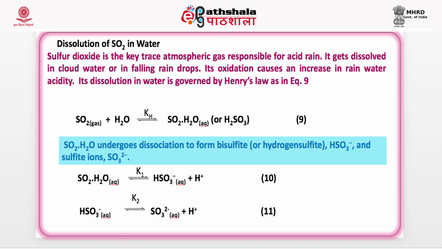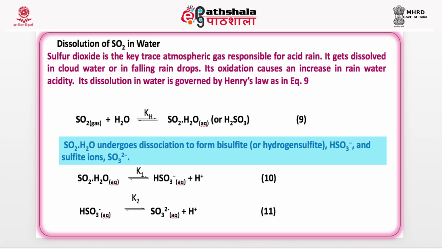And this dissolution is expressed by Henry's law. SO2, H2O, KH, and remember this chemical species is formed: SO2·H2O. This is also written as H2SO3 or sulfurous acid. For this SO2·H2O, there are at least three equilibria. SO2·H2O is a weak acid; it dissociates to give bisulfite ion and hydrogen ion. This may further dissociate to give sulfite ion and hydrogen ion. So the solubility of SO2 in water will be governed by these three equilibria.